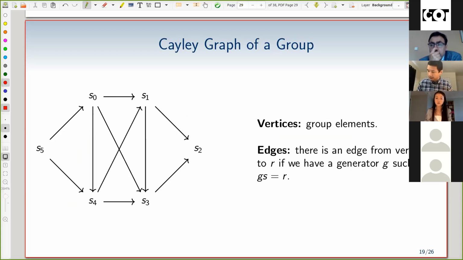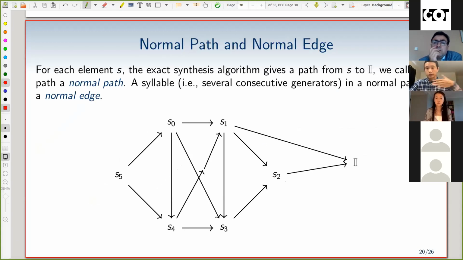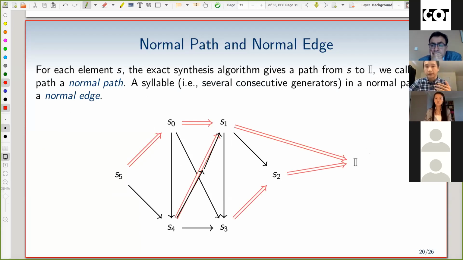From a vertex X to a vertex R, there is an edge if we have a generator G such that G times X equals R. That's our Cayley graph. Our exact synthesis algorithm outputs a sequence of generators that reduces some element to the identity matrix. So the exact synthesis algorithm gives a path from each element to the identity matrix. We call it a normal path. Every element has a normal path, so basically we have a spanning tree for this Cayley graph. The spanning tree comes from the algorithm, and every element has a unique path to the identity.